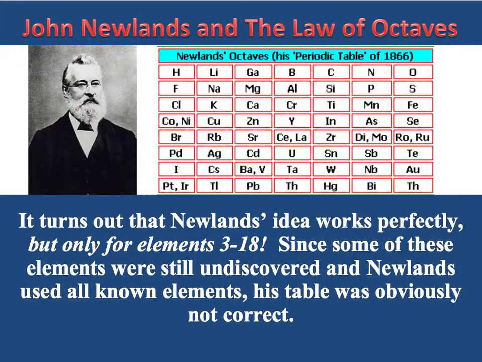Now it turns out, after the fact, that his idea did kind of work, but it only worked for the elements 3 through 18. All of these elements were not discovered when Newlands put his table together, so that's one of the main reasons that it wasn't completely correct. So were all of the elements discovered in John Newlands' time? No, they weren't.